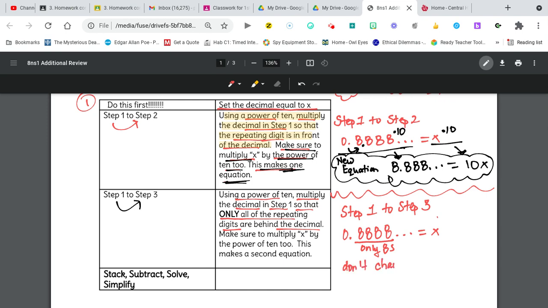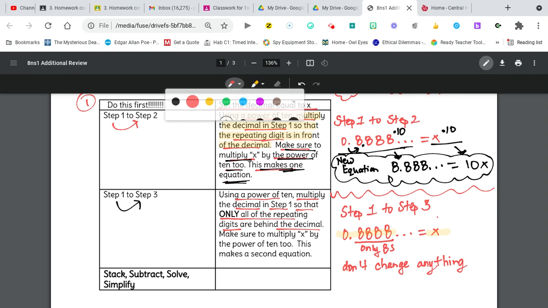Don't change anything. So since you look at this side and now only all the 8s are already behind the decimal, then that stays, and also x stays. You don't change anything.